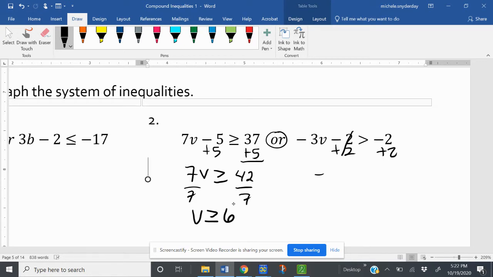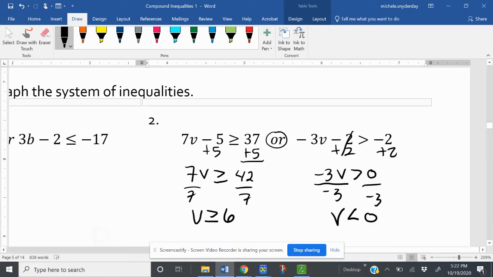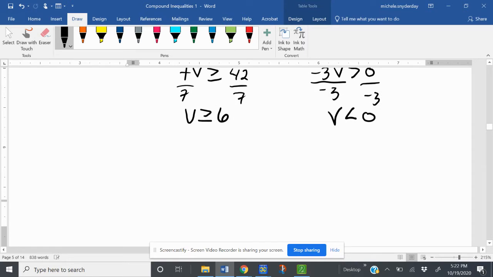That goes away, and we have negative 3b is greater than negative 2 plus 2, which is 0. So we'll divide by negative 3. Remember, when we divide by a negative number, it changes the direction of the inequality. And then 0 divided by a negative 3 is 0. So those are the two that we will graph: b is greater than or equal to 6, and b is less than 0.